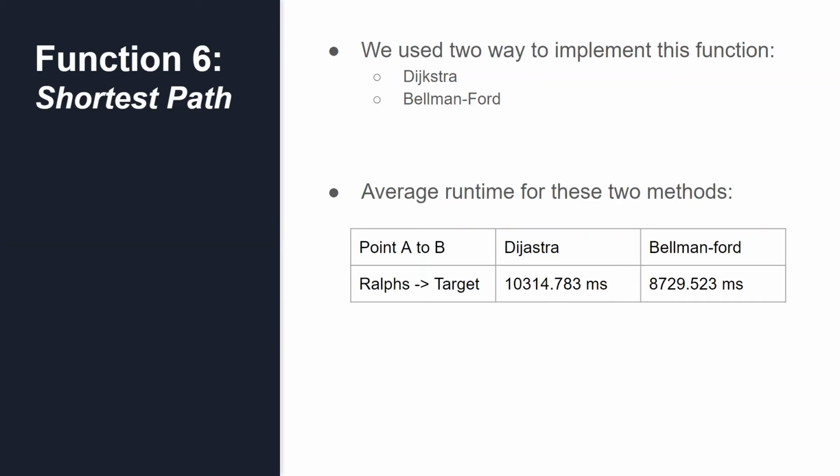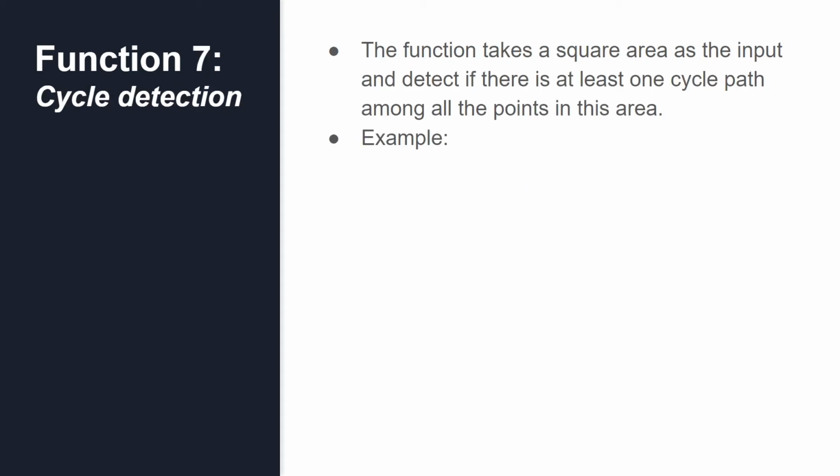So we use two methods to implement this function. The first one is Dijkstra and the second one is Bellman-Ford. We mark the average time for these two methods, and we can see that the Bellman-Ford method is a little bit faster than Dijkstra. And the next one is function 7, which is cycle detection.